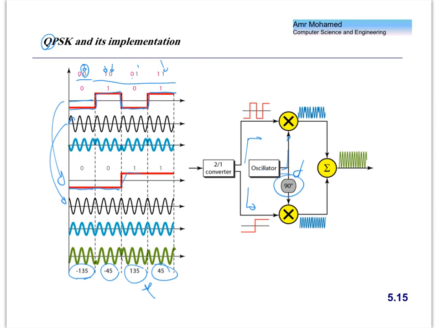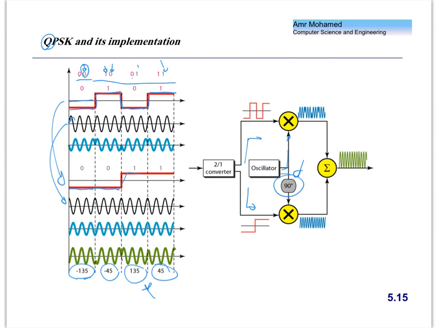Because as I said, just by summing two sine waves, we don't simply sum the phases. No. Okay? So here, we start from 45 degrees, and then 135, and then minus 135, and then minus 45. So these are the phases that will be generated at the output. And we'll talk about the IQ diagram. It will become clearer now.